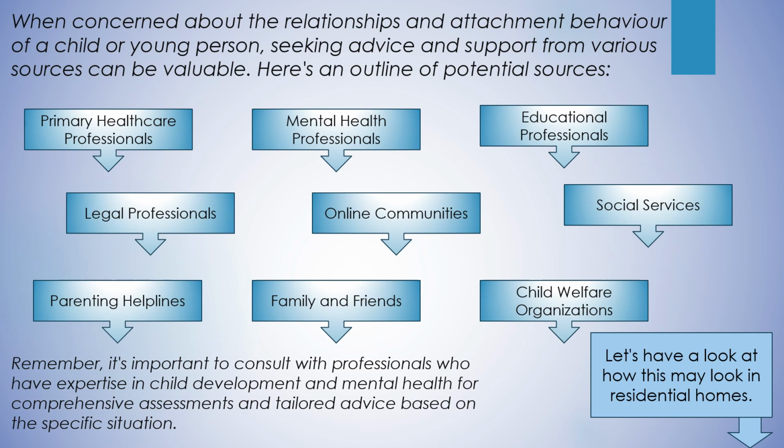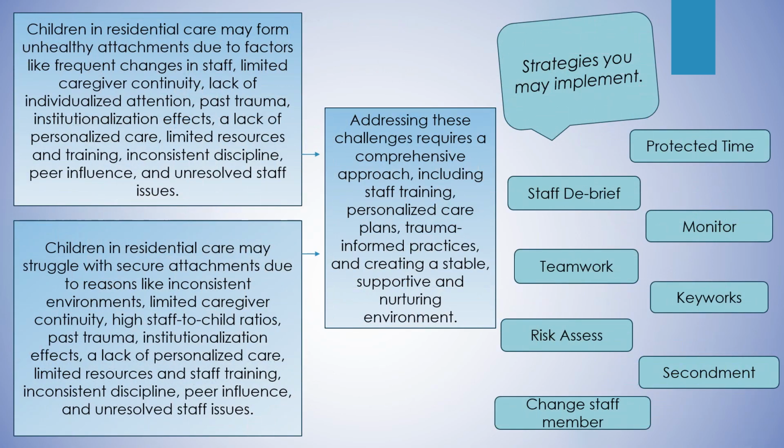So let's have a look at what it might look like in the residential home. So these are the strategies you're going to implement to support it. If we looked at the example of a staff member becoming almost controlled by the child, we're going to look at staff debriefing. We're going to do team working. We're going to risk assess it. We're going to change a staff member.